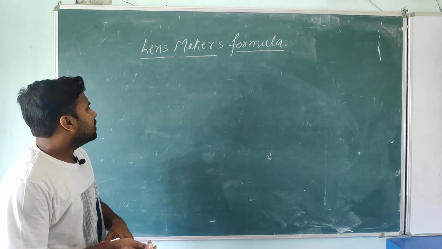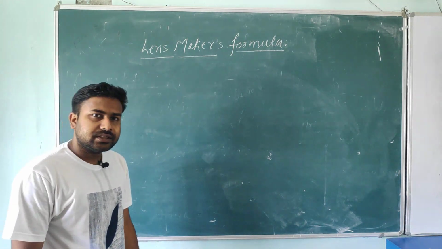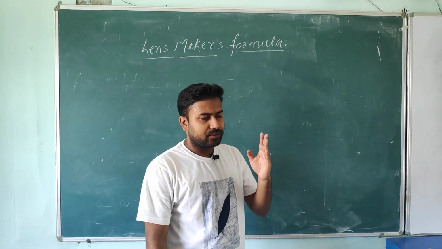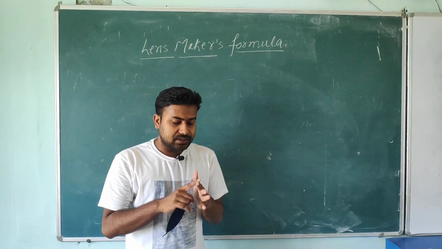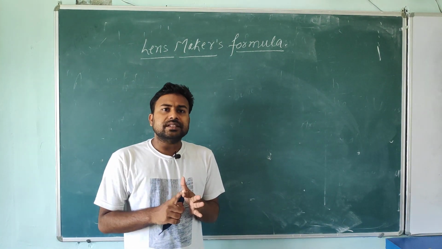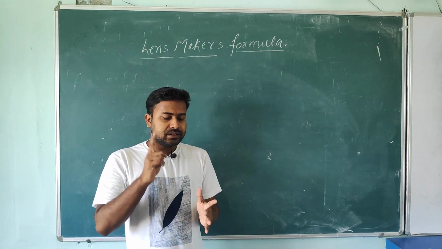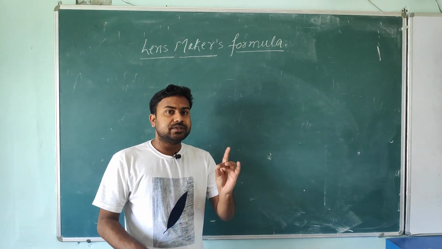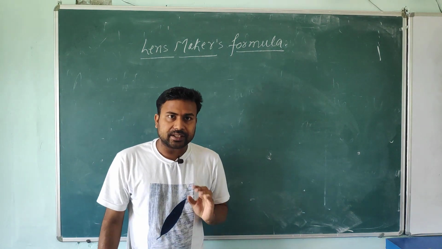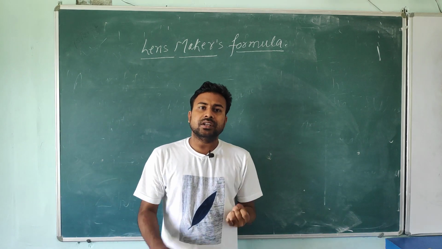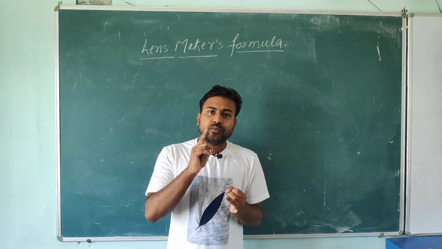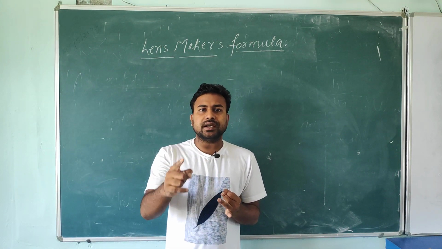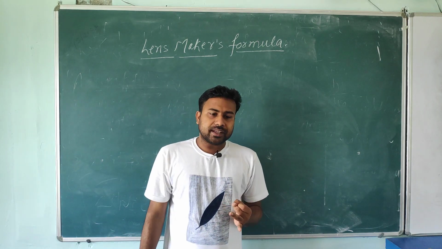The assumptions are: first, the lens is very thin. Point-wise I am telling you the 4 assumptions. So the first one is that the lens is very thin. Second, the point object is situated on the principal axis. Try to understand. First is what? The lens is very thin. Second, the point object is situated on the principal axis.